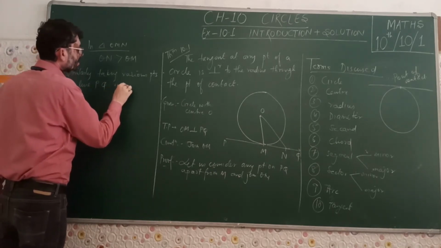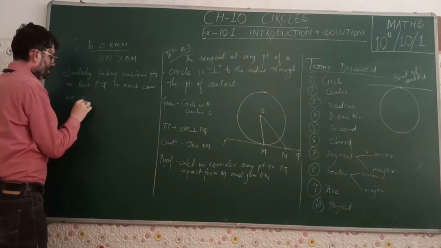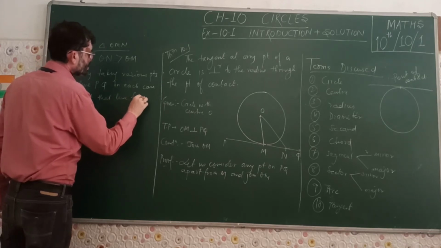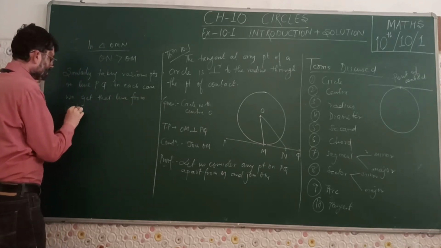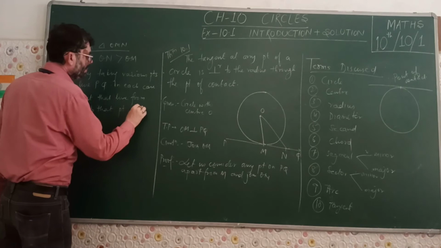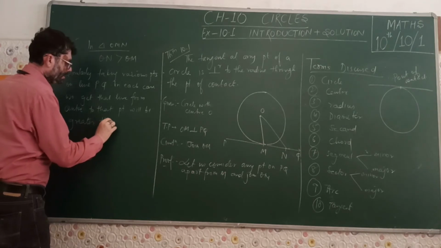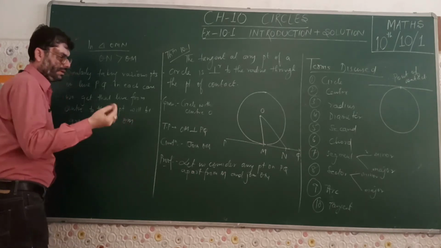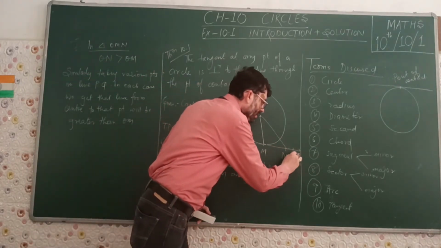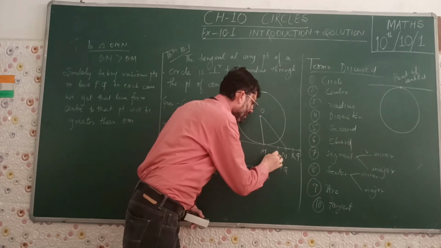In each case, we will get that the line from the center to that point will be greater than OM. If you want, you can take one more point, say R, you can take one more point, say Q, sorry, Q has already been taken, you can take say T.